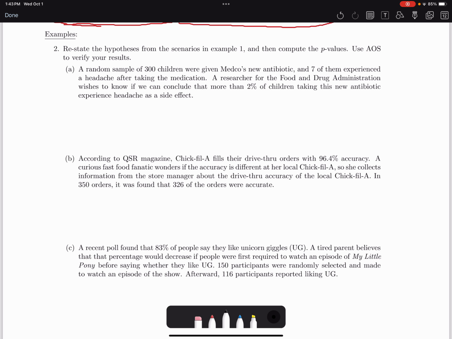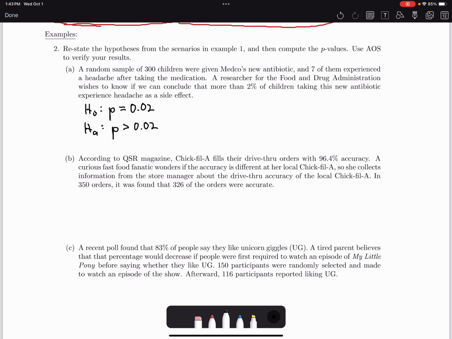These are the same set of examples, by the way, that we've been working on. It says a random sample of 300 children were given Medco's new antibiotic. 7 of them experienced a headache. A researcher from the FDA wants to know if we can conclude that more than 2% of children experience headache as a side effect. Well, the null hypothesis, once again, is that no, there's no difference, right? P equals 2%. The alternative hypothesis is that, yes, actually P is greater than 2%.